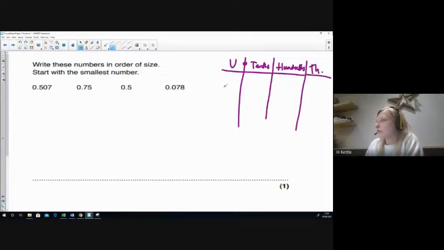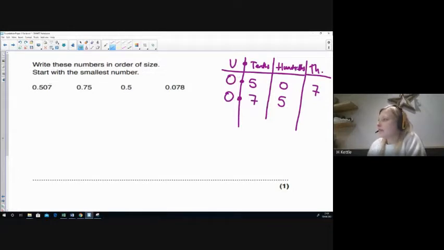Okay, so when we've got 0.507, there's a 5 in the tenths column, a 0 in the hundredths column, and a 7 in the thousandths column. And when I have 0.75, there's a 7 in the tenths column and a 5 in the hundredths column. So you're not comparing 507 with 75. We're looking at what's the biggest tenths, what's the biggest hundredths, what's the biggest thousandths, and so on.